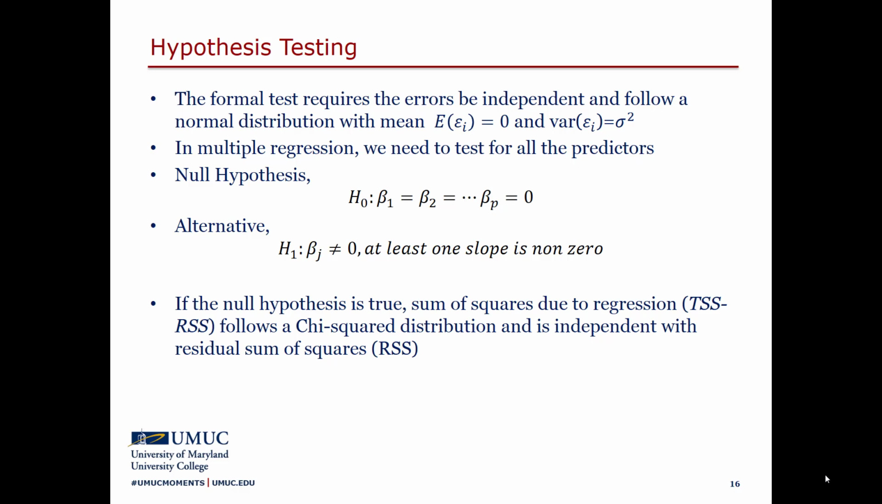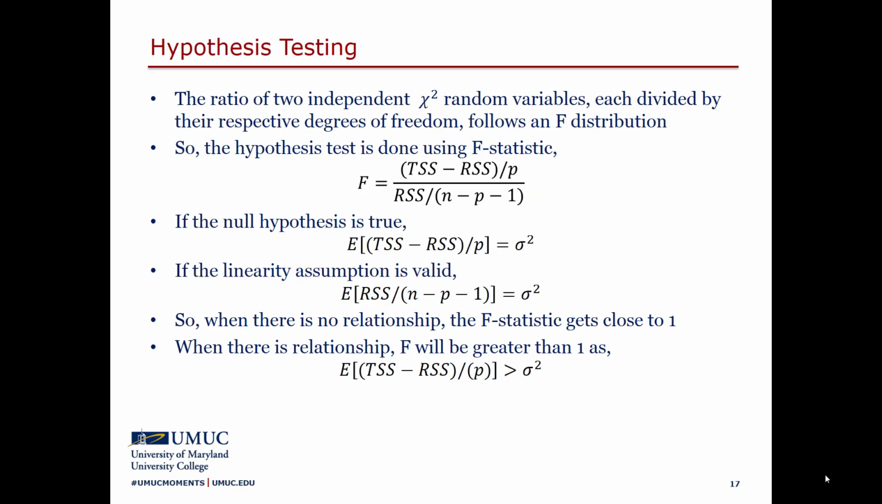Now, if the null hypothesis is true, the sum of squares due to the regression, which is the difference between the total sum of squares and the residual sum of squares, those terms that we discussed in the simple linear regression, follow a chi-square distribution, and they're independent from the residual sum of squares. And if the ratio of two independent chi-square random variables, each divided by the respective degrees of freedom, follows an F distribution, then we can use the F statistic for our hypothesis testing.